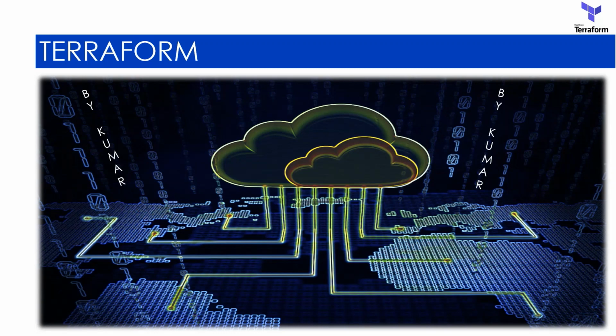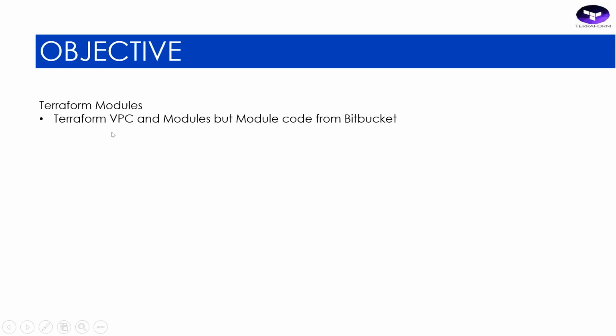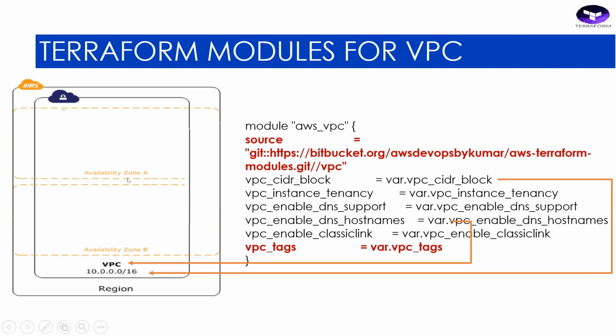Hello and welcome. In this lecture we are going to talk about Terraform VPC AWS resource creation with the help of modules, but the module code will be referred from Bitbucket instead of a local directory. Similarly, this code will remain the same as usual. The only thing that is going to change is the source. Earlier the source was in a local folder, but now we have it in Bitbucket.